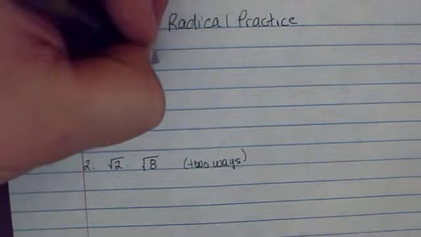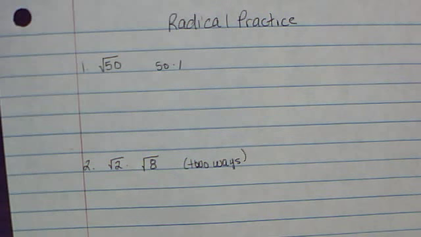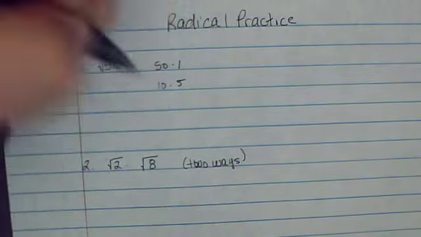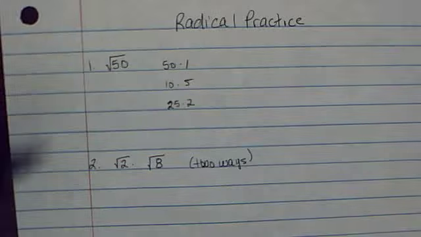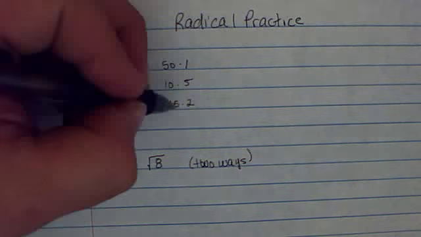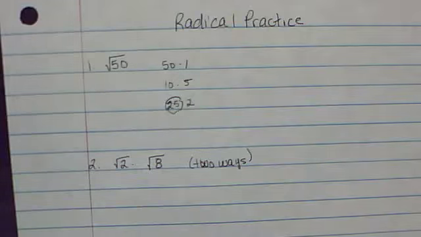So I know that 50 can come from 5 times 1. 50 can come from 10 times 5. 50 can come from 25 times 2. Out of all of these numbers, I want to look for the number that is a perfect square, the one number that is a perfect square. In this case, that number is 25.